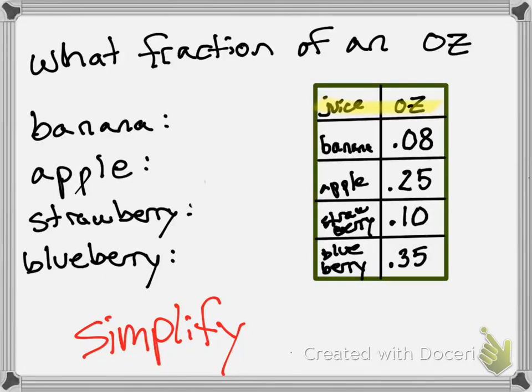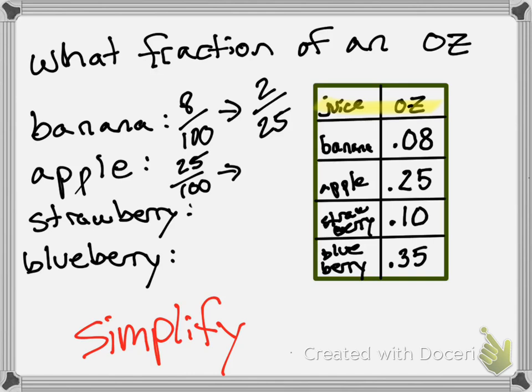So when we're doing this fraction of an ounce, our banana is, we could see it, 8 over 100. By simplifying, their greatest common factor is 4. So then we get 2 over 25. Apple, we have 25 over 100. Their greatest common factor is 25, so we get 1/4.